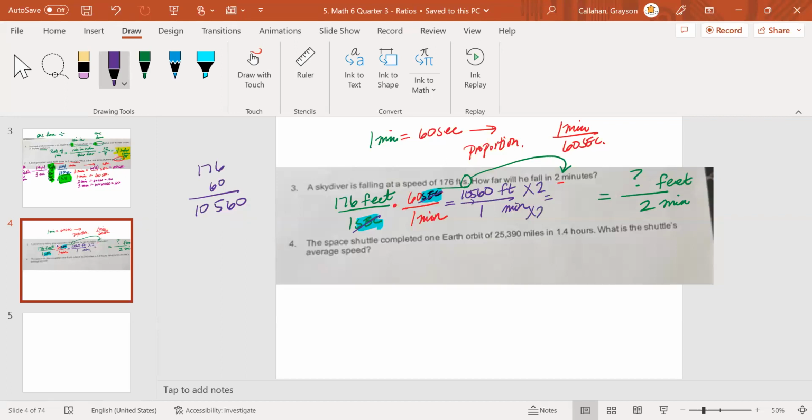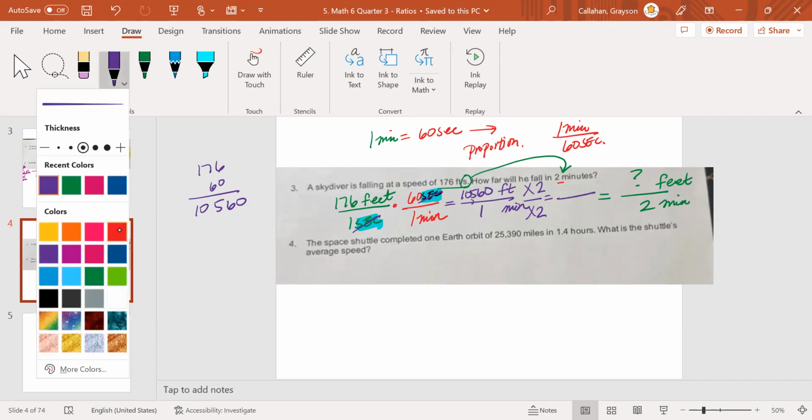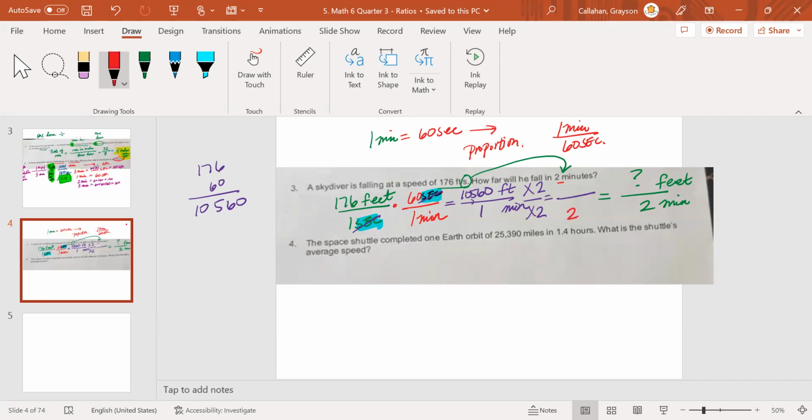Okay? Times that 2 on the top, times that 2 on the bottom. And I can do that because you can multiply anything by the same number, top and bottom. So then when you do this, 1 times 2 is now 2 minutes. 10,560 times 2 is going to give you 21,120 feet for 2 minutes. And that is the answer right here.